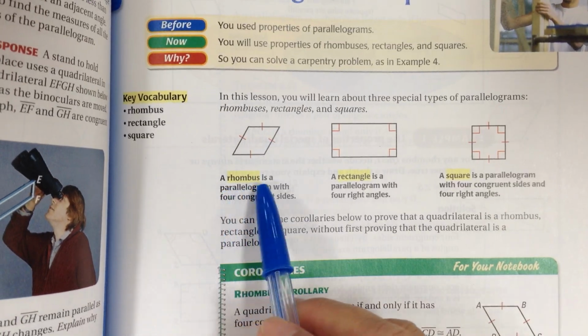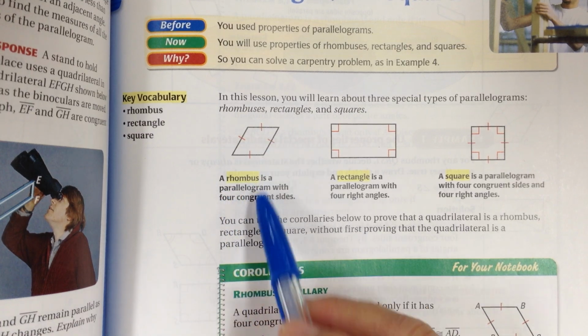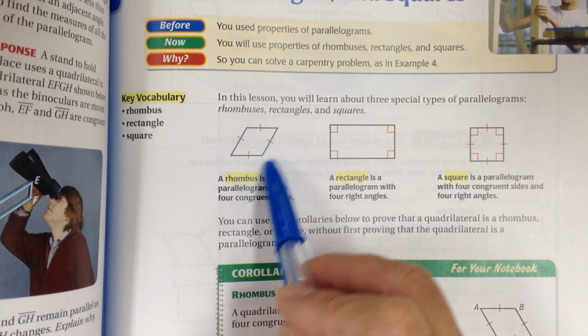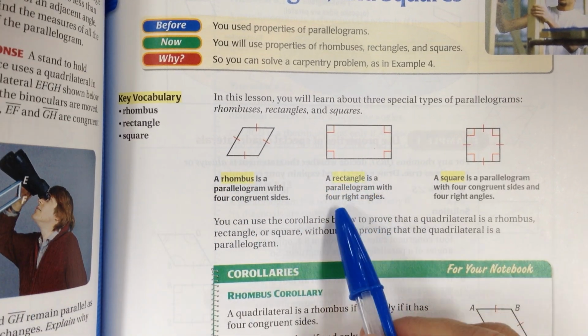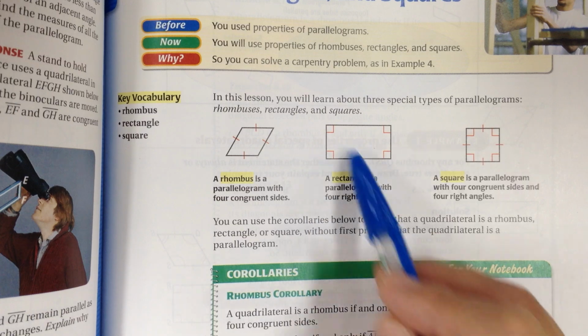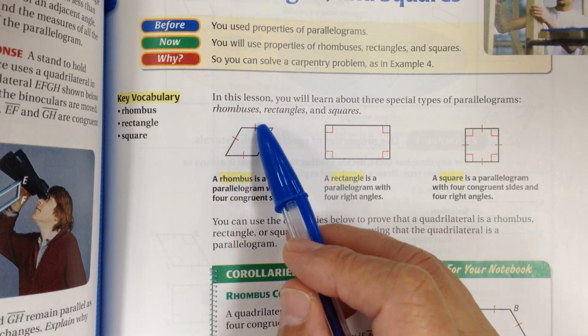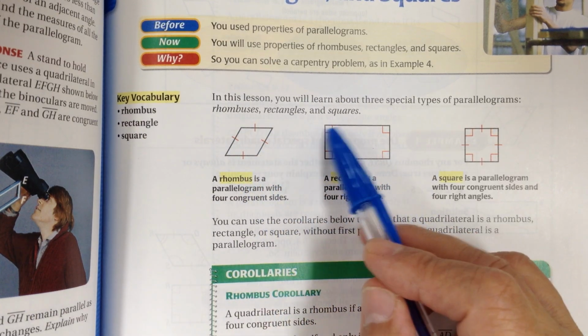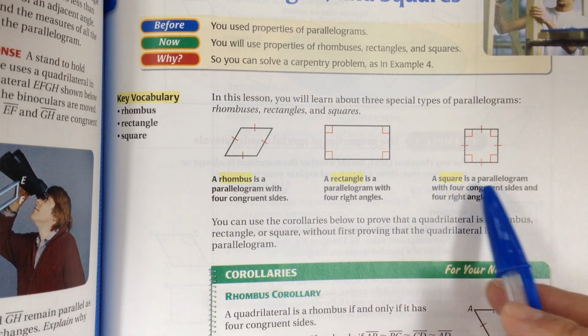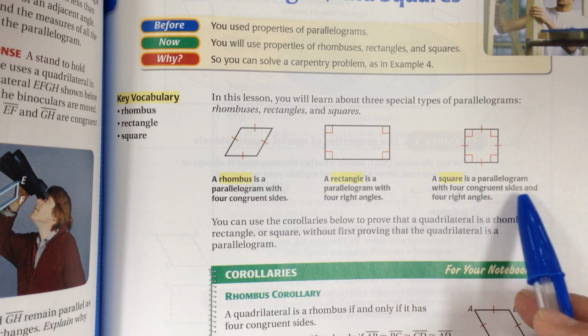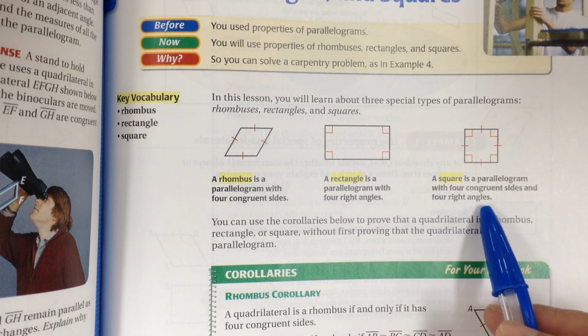A rhombus is a parallelogram with four congruent sides. So all four sides are congruent is a rhombus. Whereas a rectangle is a parallelogram with four right angles. So here all four sides are congruent. Over here all four angles are congruent. Now a square is a parallelogram with four congruent sides and four right angles.